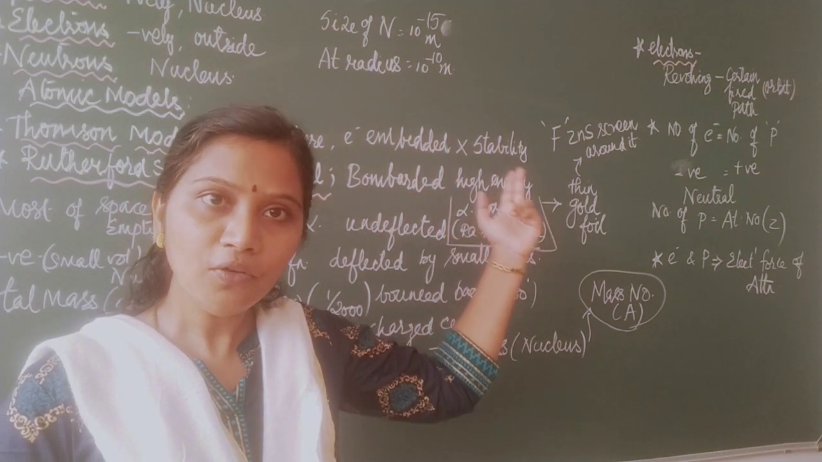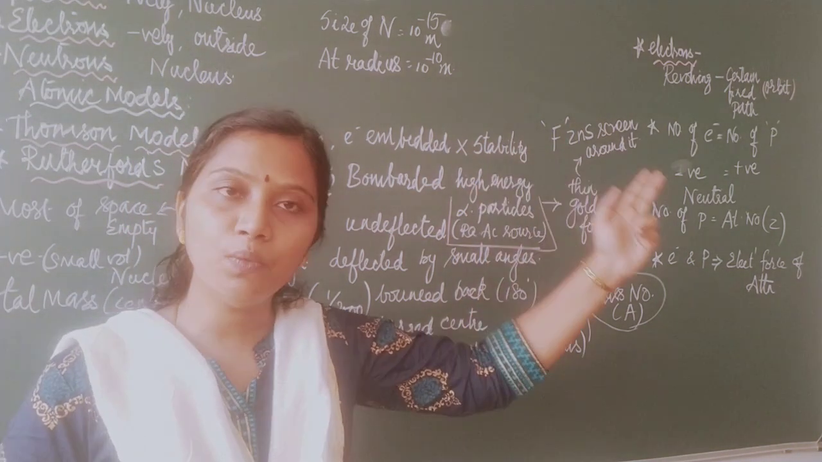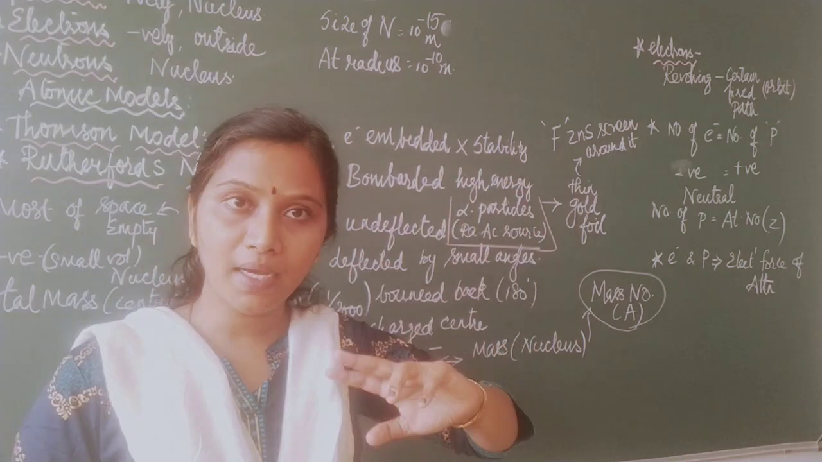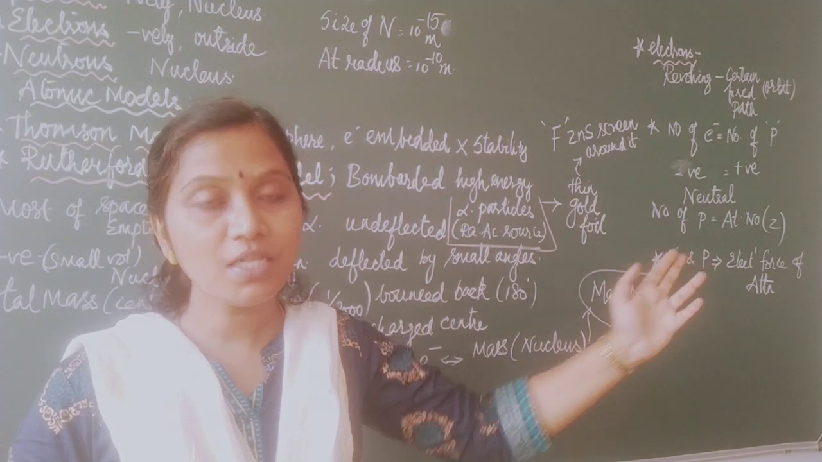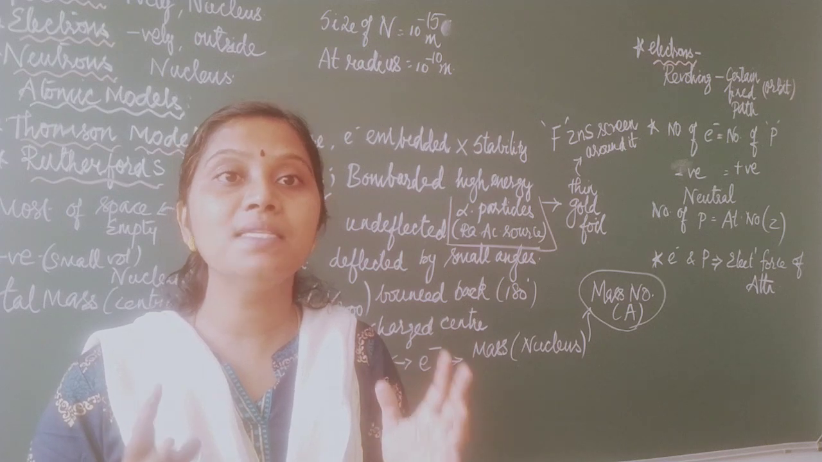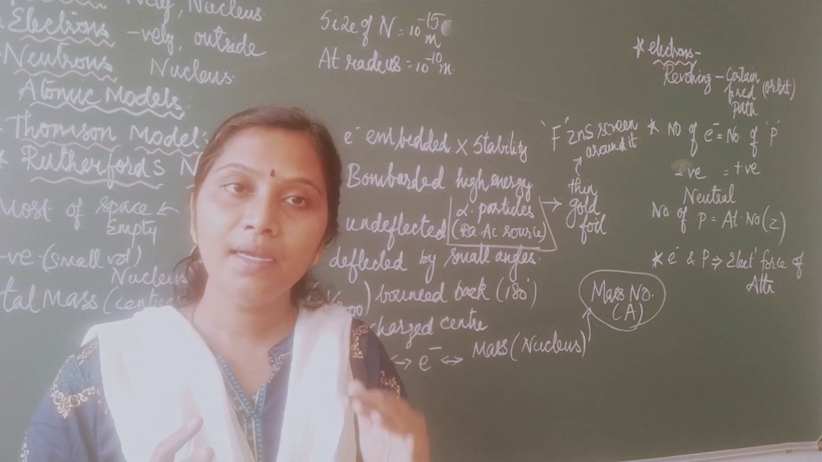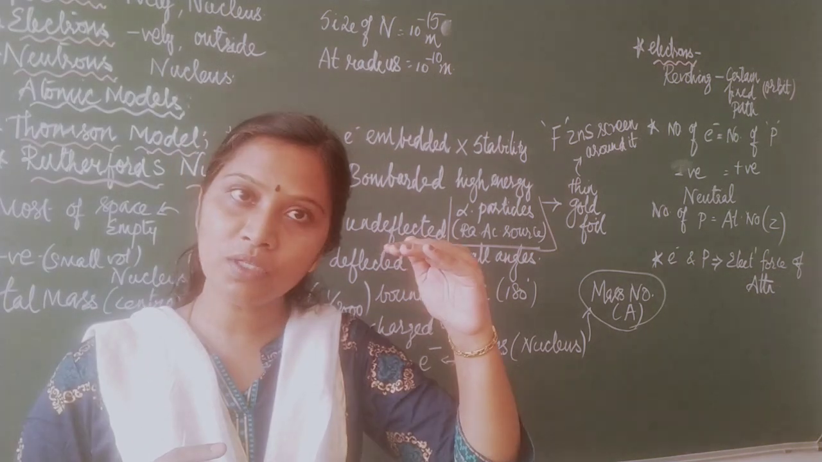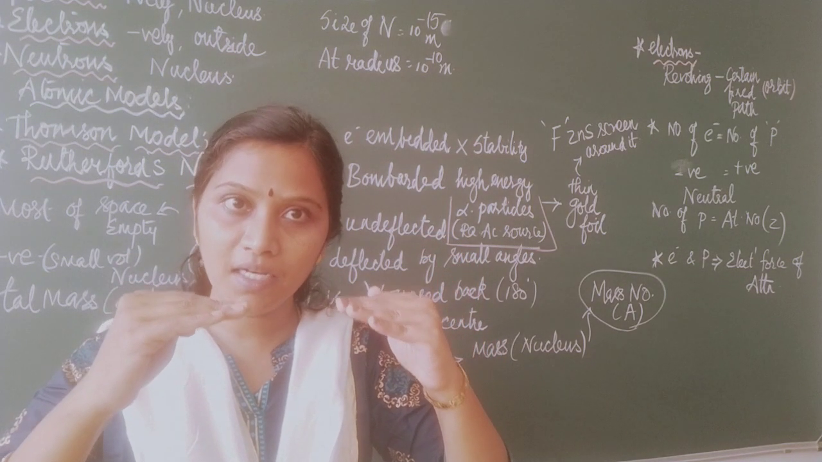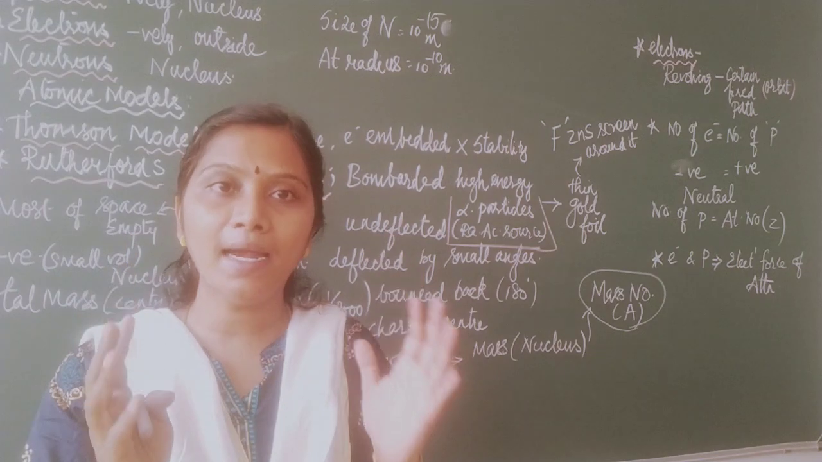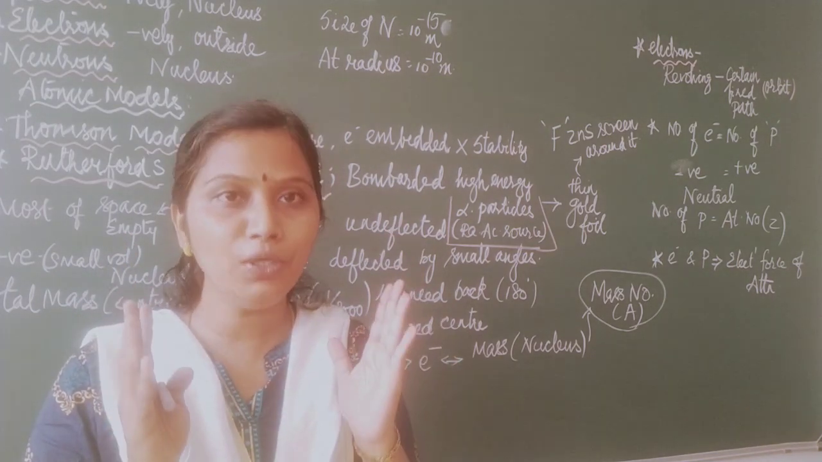So the number of electrons should always be equal to the number of protons. The negative charge should always be equal to the positive charge. So I am going to say my atom is electrically neutral. It is not going to have more positive charge nor more negative charge. The positive and negative charges should be balanced. So the atom as such is electrically neutral.